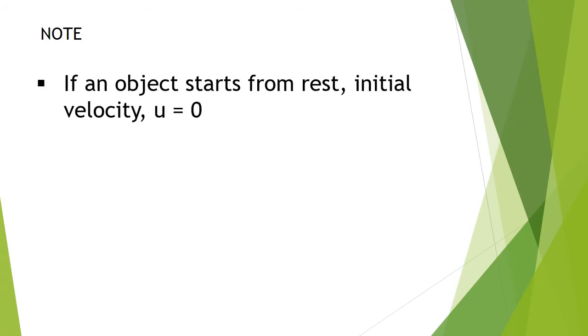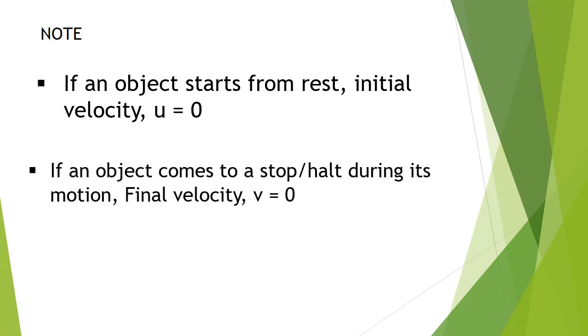Children, one thing you have to note while you're doing numericals related to acceleration is that if it is said that an object starts from rest, the initial velocity, that is u, will be 0. If the object comes to a halt or comes to rest during its motion, then the final velocity v will be equal to 0. And make sure that all your units are in SI.